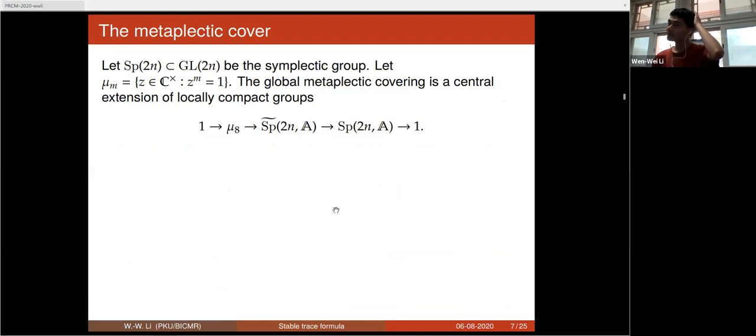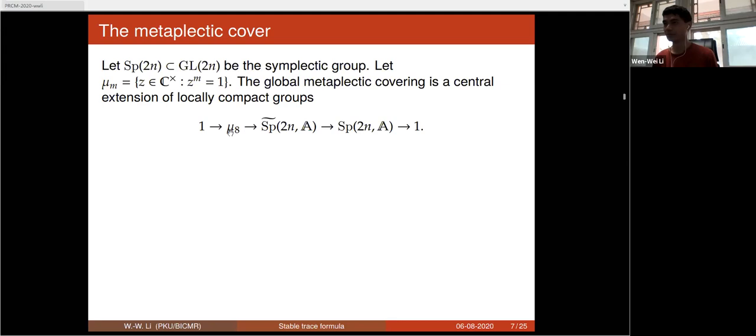So my talk is about the metaplectic cover. Let me recall this definition. So let Sp2N be a symplectic group of rank N, and let mu_m be the group of m-th roots of unity, say in C. So the global metaplectic covering according to Weil is a central extension of Sp2N(A) by mu_8.